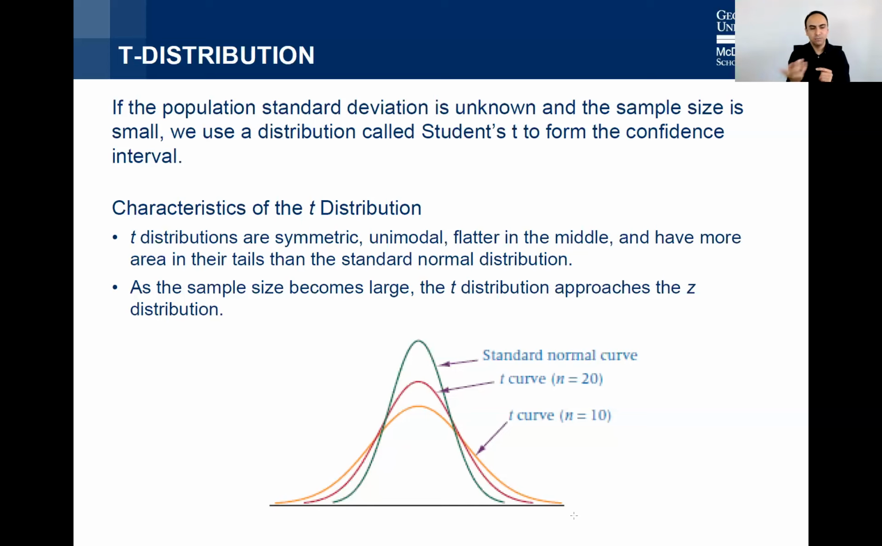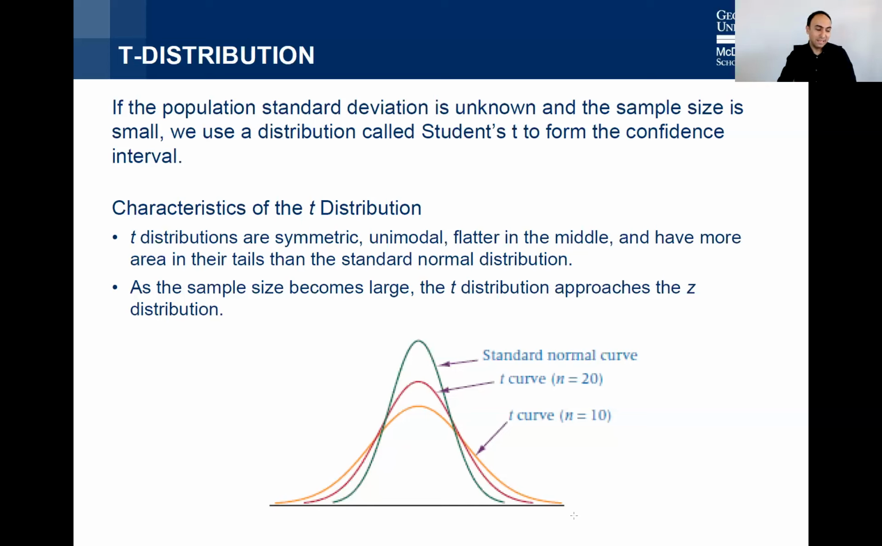Now you may be wondering, what are degrees of freedom? Degrees of freedom is your sample size minus 1 in this context. So as the sample size increases, the t-distribution converges to be exactly like the normal distribution.